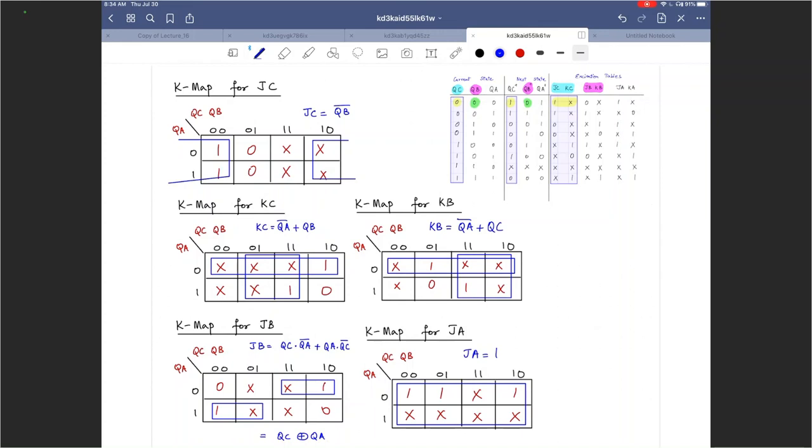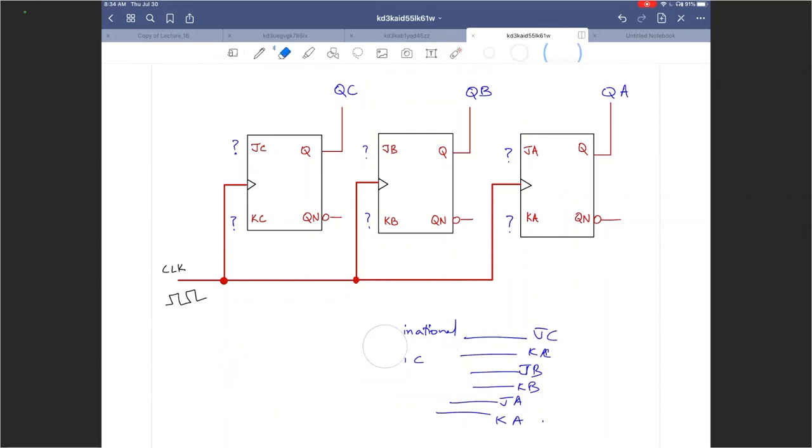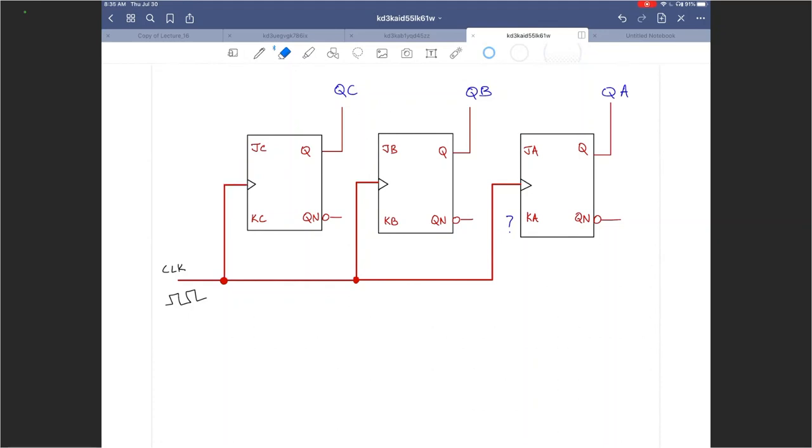Now in terms of sketching, this is how you would sketch. First thing, you would draw the flip-flops out, which means you have drawn 3 JK flip-flops. And because I like to see the most significant flip-flop on the left and the least significant flip-flop on the right, that's how I'm going to arrange it. And I now have figured out the combinational logic, so I'm going to erase this. I'm going to erase these question marks because now I know them.